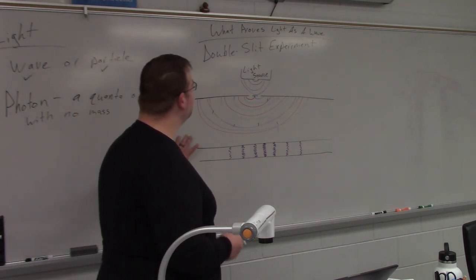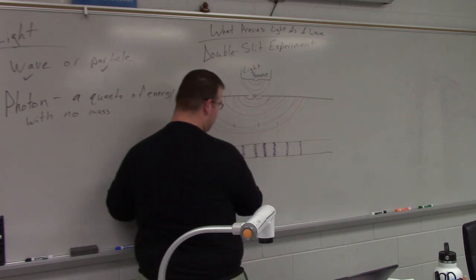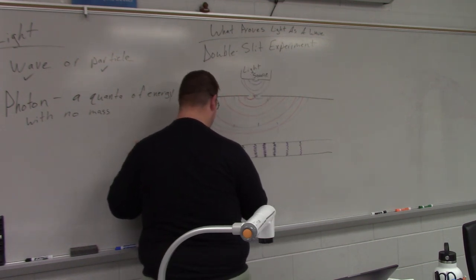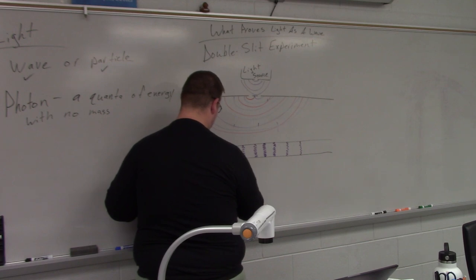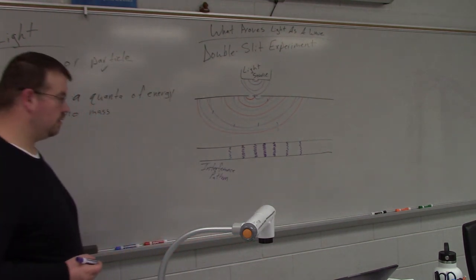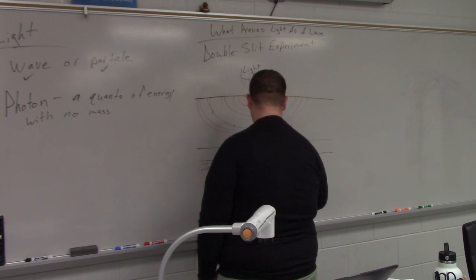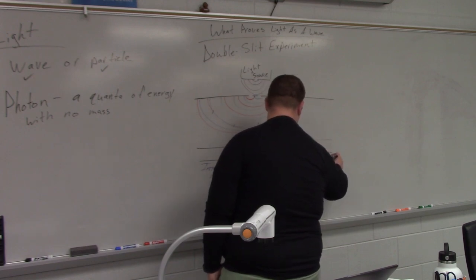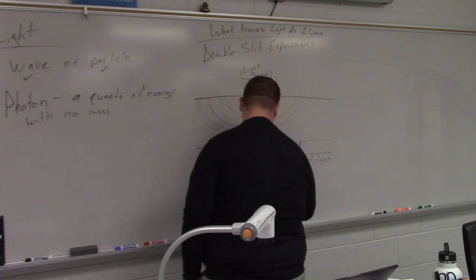Okay. So this is what is seen on the detector. You see multiple bands here. We see bands of light and bands of no light. We see something very special. This has a special name: interference pattern. With the interference pattern, where we see these bands of light is constructive interference.